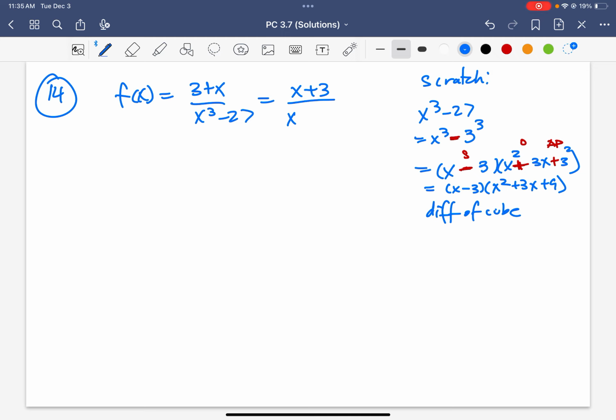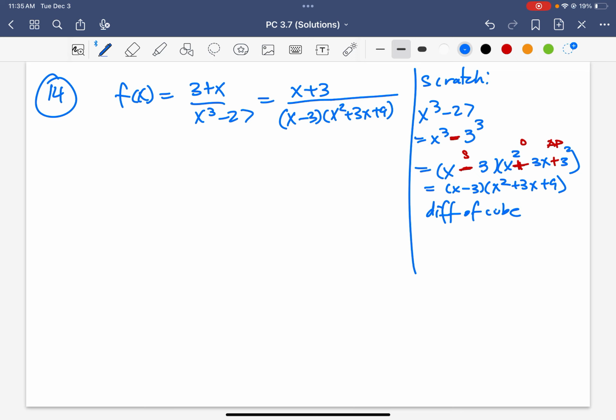So it's going to be x minus 3 times x squared plus 3x, same, opposite, and always positive, plus 9. Okay? And so this binomial factor will never be able to be factored inside of the difference of two cubes.